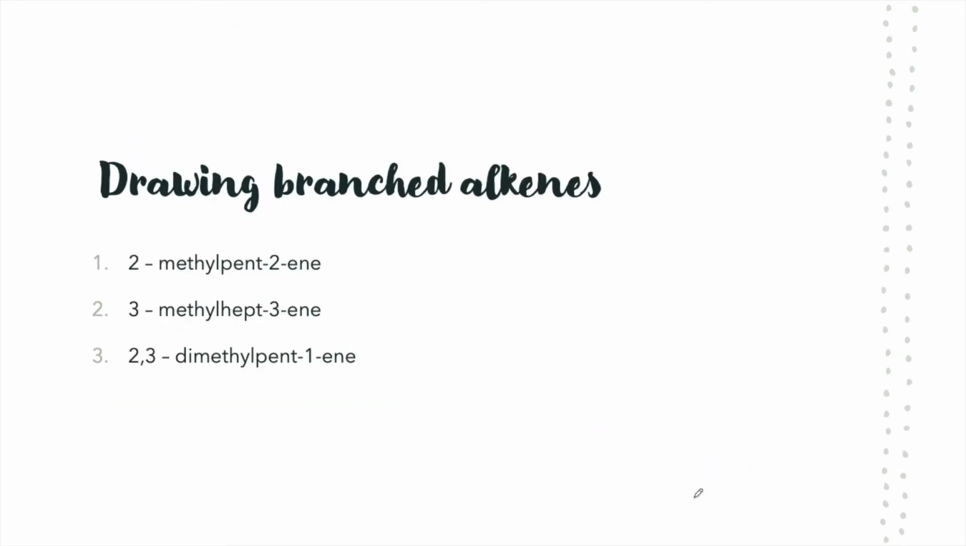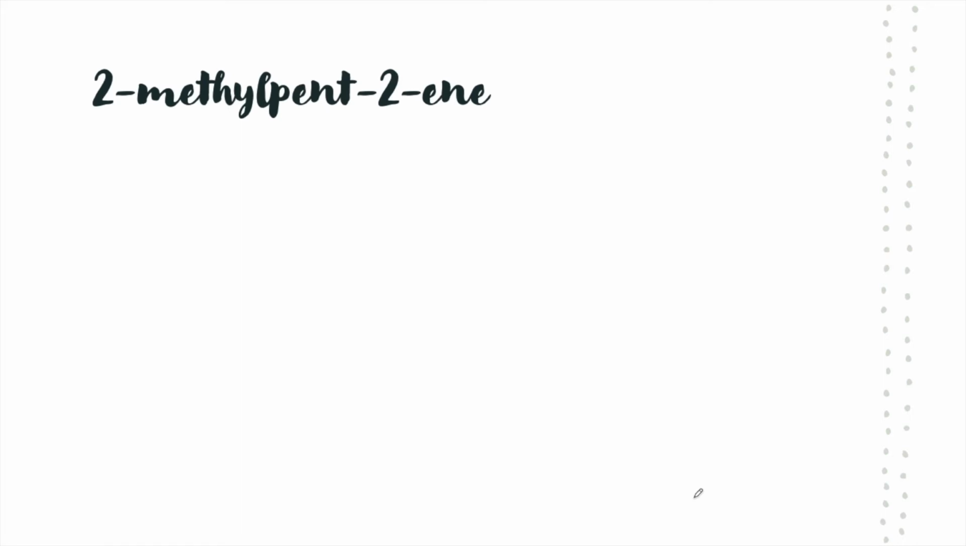So now that we have practiced naming some branched alkenes, let's move on to drawing them from their names. The first one we are going to draw is 2-methylpent-2-ene. Now, like with the alkanes, I am going to start by drawing my parent alkene first. And that parent alkene is pent-2-ene. So it has 1, 2, 3, 4, 5 carbons, as it has the prefix pent. Our double bond starts on carbon 2, so it goes in here.